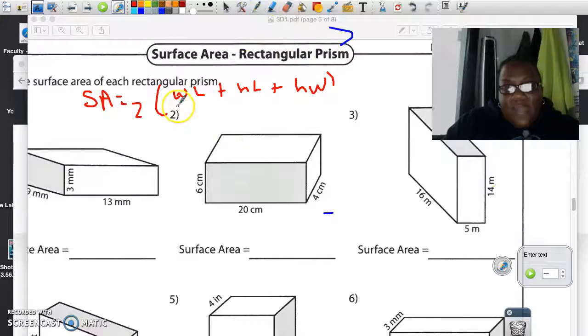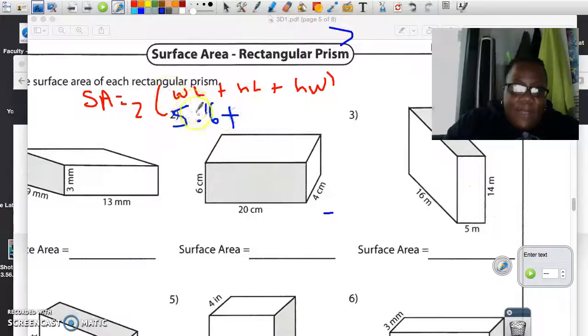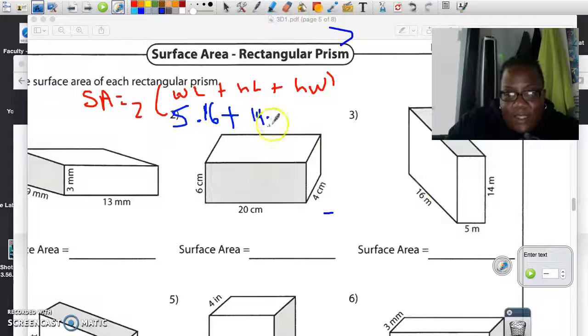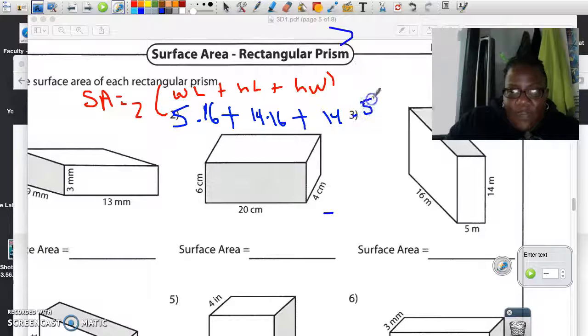All right. So I have width times the length. Width is 5. Length is 16. Height is 14. So I have 5 times 16 plus the height, which is 14 times the length, 16 plus height, 14 times the width, 5.